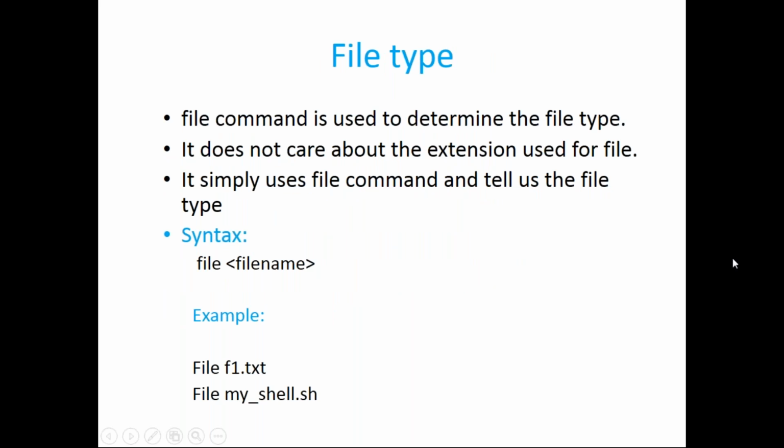So the next command will be file, and this is used to determine the file type. Sometimes you may want to know whether it's a file or a directory without opening the contents of it or even listing it. This file command will come in very handy. It generally doesn't care about the extension of the file. It will actually check the contents, and then it will tell us what type it is. The syntax will be file, space, file name or directory name or shell script name. The examples could be file f1.txt and file my_shell.sh. So let me show the hands-on part for this so that you get a better idea.